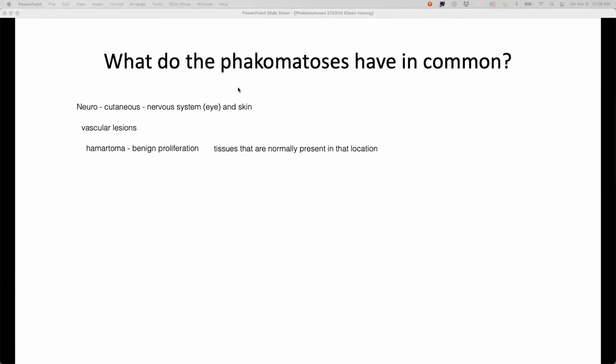Okay, so what else do the phacomatoses have in common? What do you think about their inheritance, or what genes cause them? Most are autosomal dominant. And in terms of other parts of genetics, some of them are tumor suppressor genes. Yeah, very good.